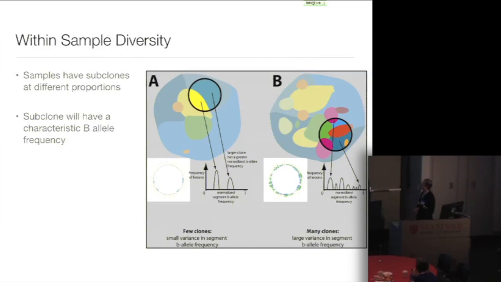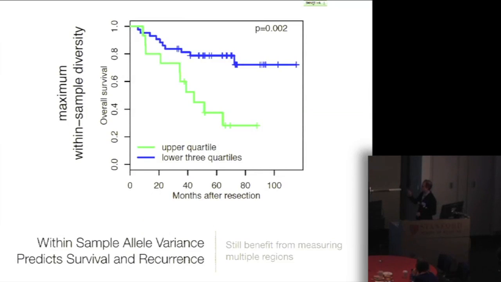On the right would be a very diverse tumor. You sample a lot of clones, and then you should see a lot of variance in the allele frequencies of the lesions. So we just did the stupidest thing you could do, which is measure the variance in the allele frequencies of the lesions we saw in the tumors, and asked if that was a predictor. And the answer is yes, although there's a little caveat here.